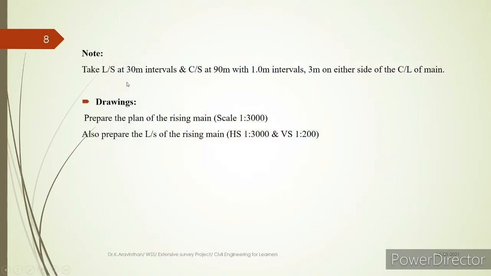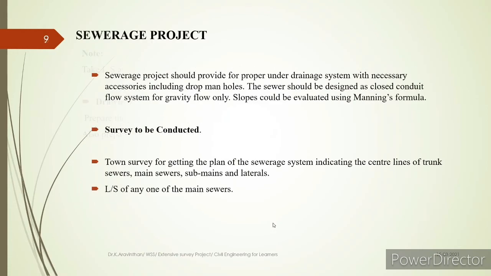Note that the longitudinal section may have 30 meter intervals and cross section at 90 meter with 1 meter intervals, with the center line, 3 meter on each side of the center line of main. So you can prepare the drawing for that.